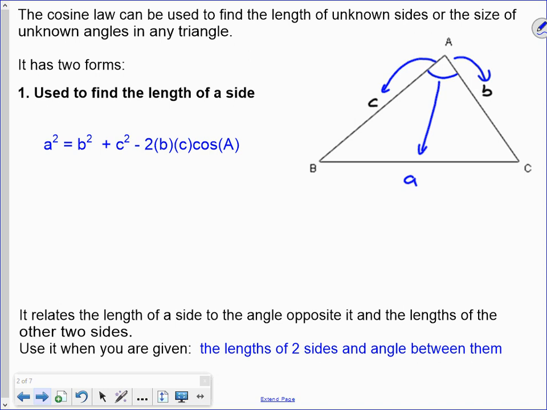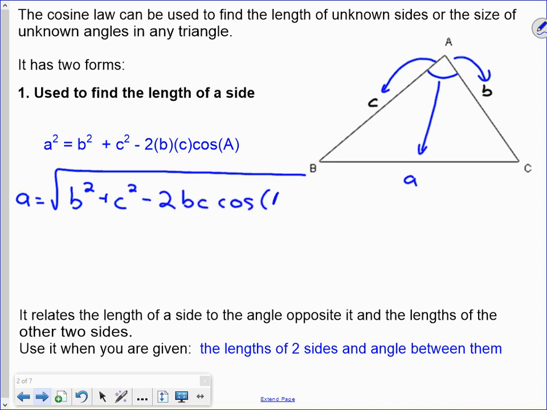You can only use the cosine law when you are given the lengths of two sides and the angle in between them. Now, this is going to give us the value for a squared. If we want to actually find A, we have to take the square root of all of this stuff. So b squared plus c squared minus 2bc cosine of A. And the order of these things in the cosine law is important. This is always the side that we are trying to find over here. The angle over here is always going to be the angle across from the side that we're trying to find.